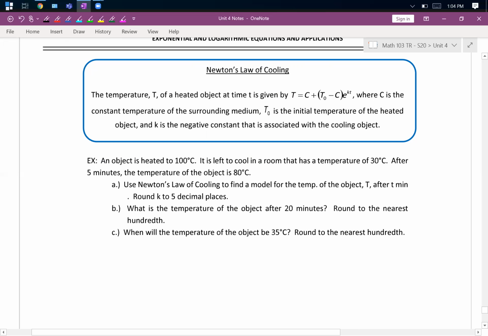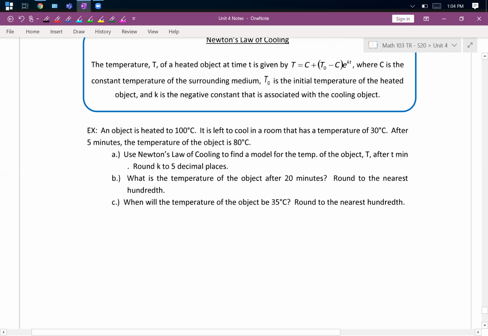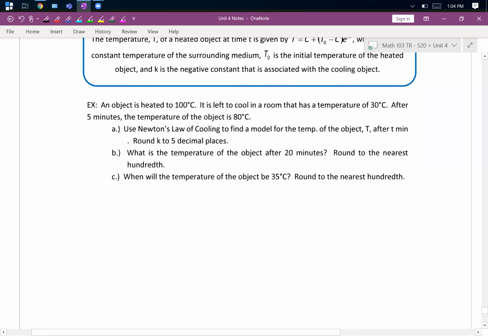This is a real life lesson. My son learned it the hard way one time, tried to smell some cookies on a cookie sheet and burnt his face on the cookie sheet real good. So, Newton's law of cooling, important to know.